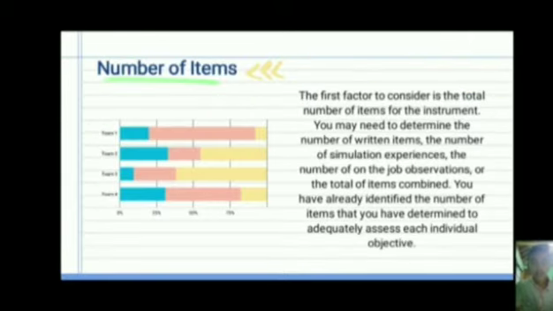Next is number of items. The first factor to consider is the total number of items for the instrument. You may need to determine the number of written items, the number of simulation experiences, the number of on-the-job observations, or the total of items combined. You have already identified the number of items that you have determined to adequately assess each individual objective.